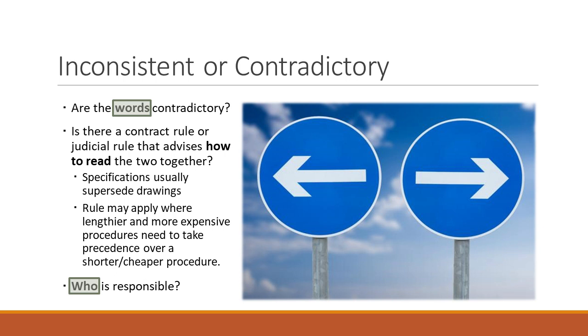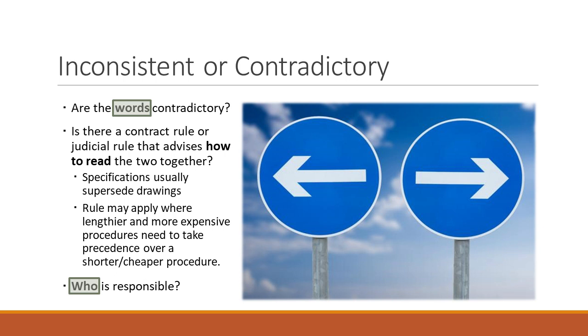So it's not solved by a superseding document, and it's not solved by expensive or lengthier. But it could be solved because I'm the contractor and that's my space that I'm supposed to figure out, or I'm the architect and that's my job to figure out. So those are your contractual rules to resolve that inconsistency. Any questions on that? There could be more. This is just examples. It's what's written in the contract or what those rules are.